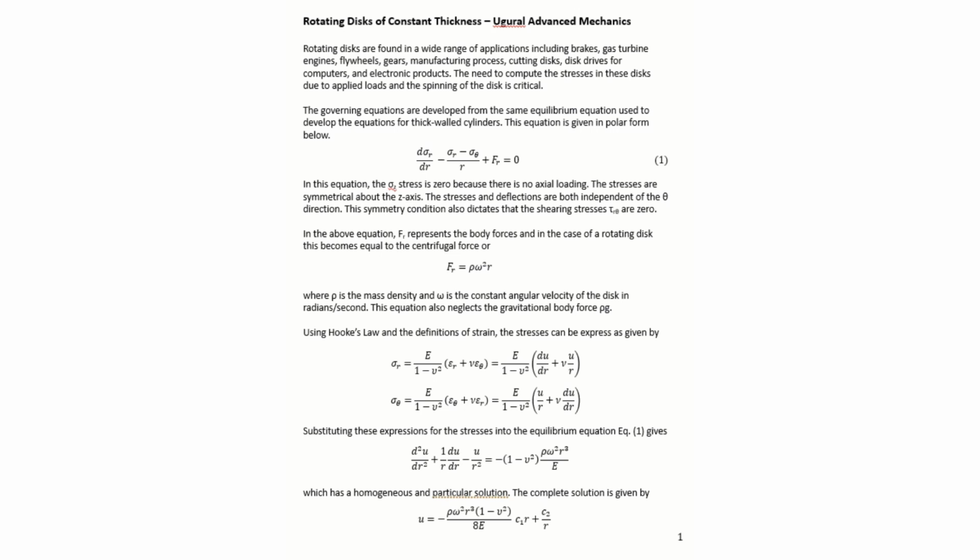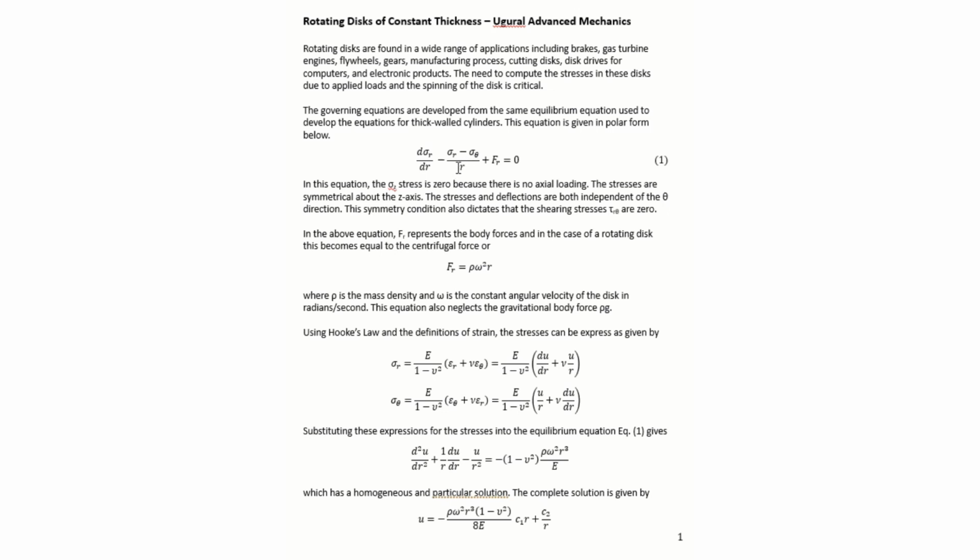The governing equations come from the same equilibrium equations that we use to develop the thick-walled cylinder equations. And this equation in polar form is given by this equation here. If you recall, in all of this, sigma r is the radial stress, sigma theta is the circumferential stress, and sigma theta actually has several names. It can be called sigma theta, sigma tangential, hoop stress, sigma t is often used.